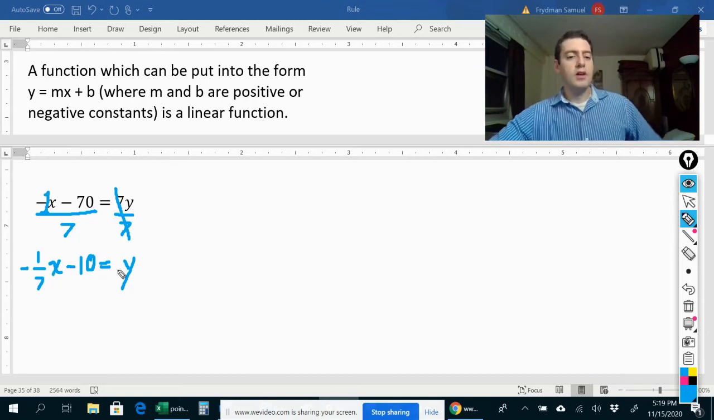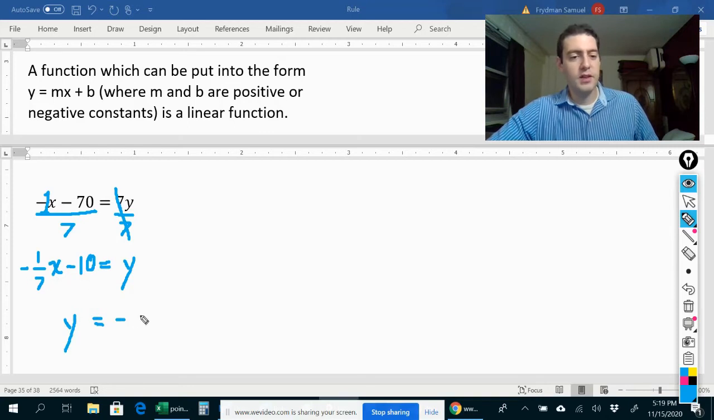Okay, now it looks like this is in this form. You might be bothered by the fact that the y is on the right side, but that doesn't really matter. If you want, you could write the y on the left side just to make it look even closer to this. It doesn't matter what side it's on. So we'll just move all this to the right and this to the left. We get y equals -1/7 x minus 10.